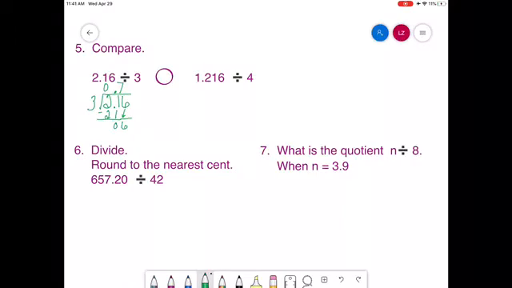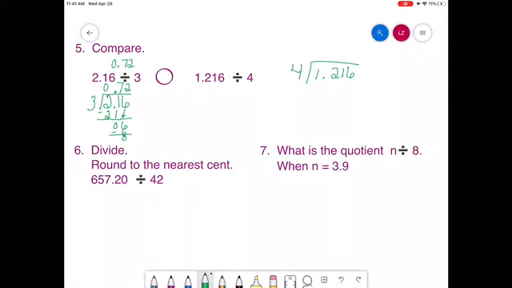3 goes into 6. Twice. We subtract, we get a 0. There's nothing left to bring down. So our answer for this side is going to be 72/100ths. Let's go to the other side and figure that one out. 1 and 216,000ths divided by 4.